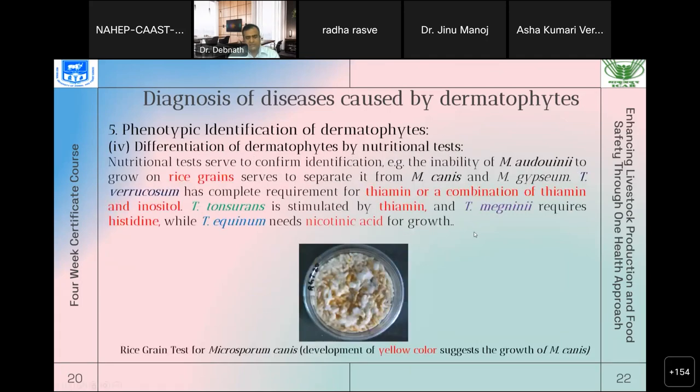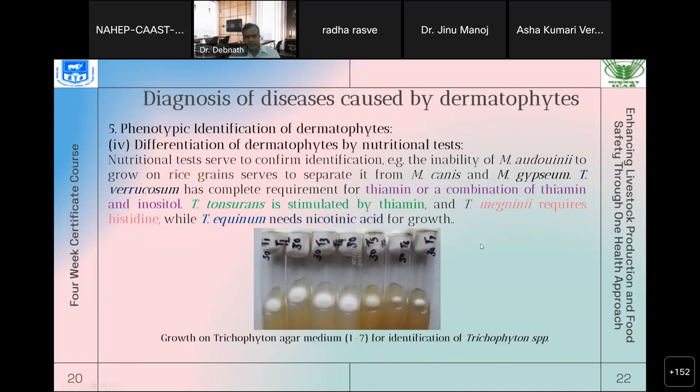Likewise, different nutritional requirements can also help us to differentiate closely, morphologically related dermatophytes. For example, Microsporum canis as well as Microsporum audouinii. They are similar in almost all aspects of micromorphology as well as macromorphology. But to reach a final conclusion, if we grow them on this rice grain media, then we will see that only canis will grow in this media. Audouinii cannot grow on rice grain. Likewise, other nutritional requirement differences are also there in different dermatophytes.